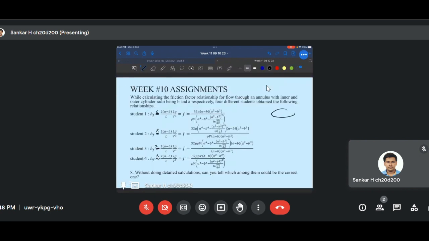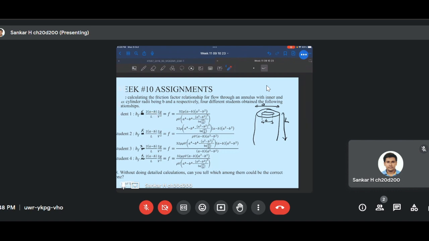So let's take a look at the cylinder like this, where it is given that the outer radius is A and the inner diameter is B, and the length of the cylinder we have to assume is some length L that is given over here.